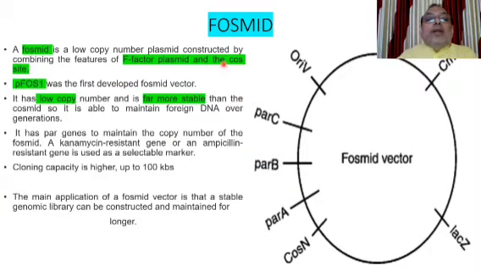Now, there is another vector which is called phosmid. So this is the F factor plasmid. We have seen earlier in detail that the fertility factor plasmid has got episomal characteristics too, because it gets integrated into the host genome too. So this F factor plasmid gets integrated with the cos site, and that is called phosmid.